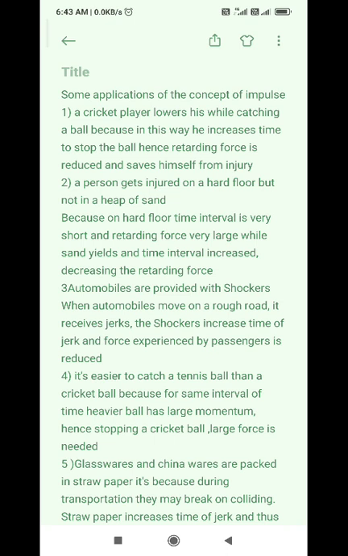Automobiles, we see, are provided with shockers. When these automobiles move on a rough road, they receive jerks, and shockers increase the time of the jerk, and then the force acting per passenger is reduced.